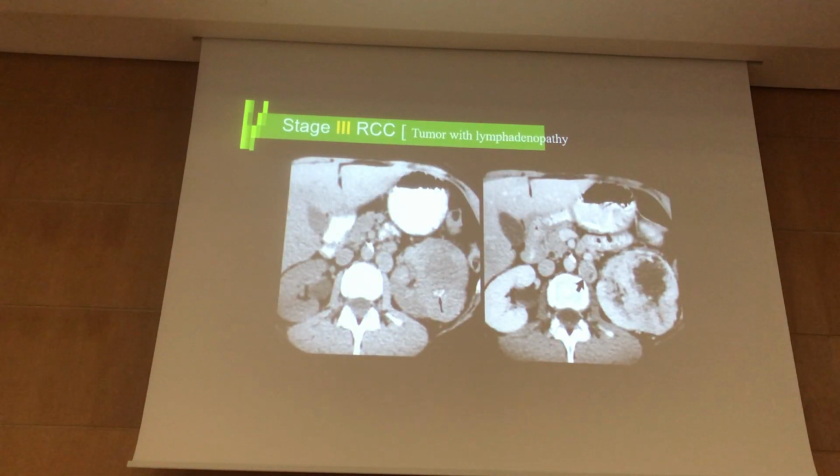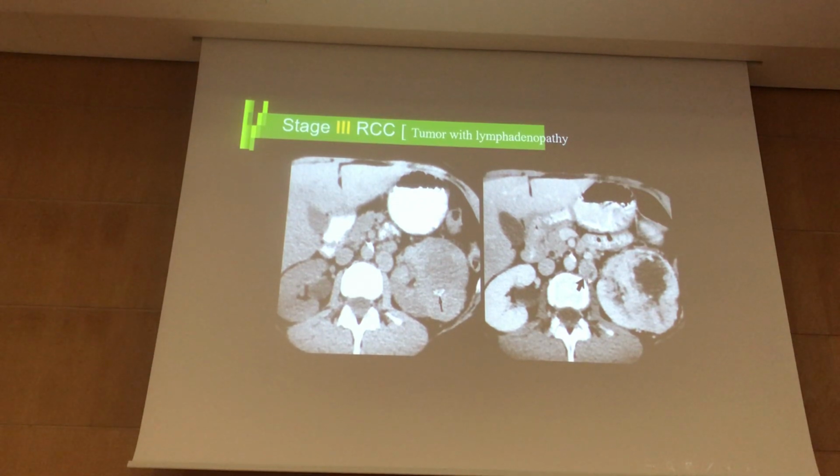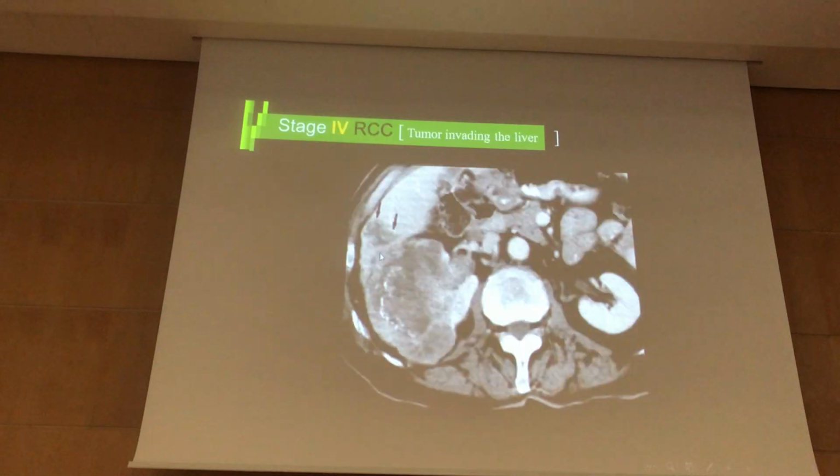Stage? Very large lymph nodes in the para-aortic region, necrotic area, gone beyond the capsule. So stage 3. Whenever you have lymph nodes, it's going to be stage 3 or 4. Stage 4, liver, beyond the Gerota's fascia. And obviously, lymph nodes would be there. When you have stage 4, obviously it has gone beyond stage 3.